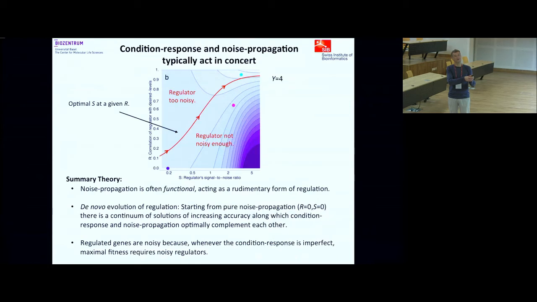And now, once you're here on this curve, you can imagine a scenario where in evolution, the regulator undergoes mutations to change its expression levels across environments to increase this correlation with your desires, and at the same time, become a little less noisy. In this very smooth way, you move along this curve where noise propagation and this conditioned response are really acting in concert, and you end up up here where you now have very accurate regulation. So this shows you how there is a smooth evolutionary path from no regulation to very accurate regulation, using regulation through noise propagation as an intermediate. Okay?